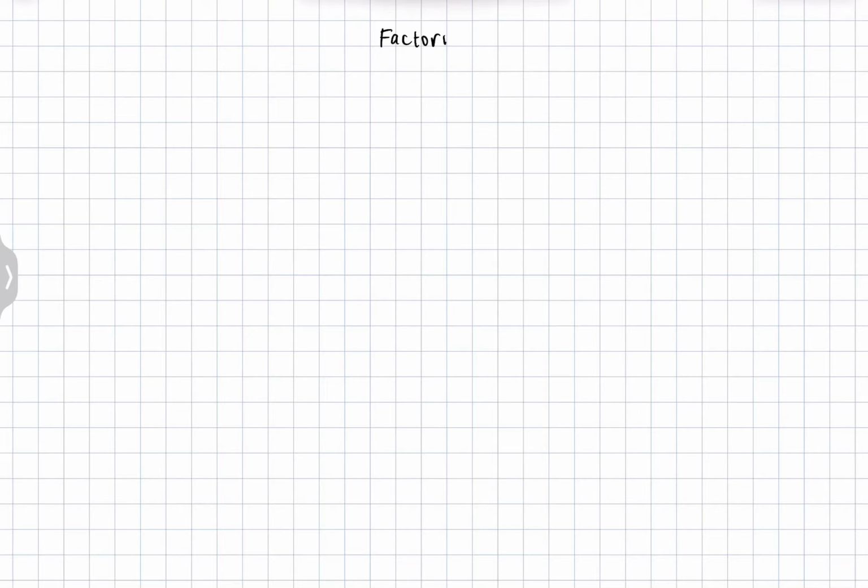Hey guys, in this video we're going to be talking about factoring, seeing two special cases that include GCF, which is the greatest common factor, and the difference of two squares.